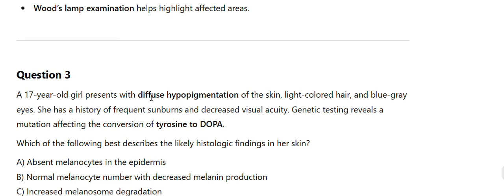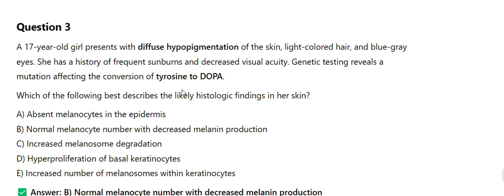A. Absent melanocytes in the epidermis. B. Normal melanocyte number with decreased melanin production. C. Increased melanosome degradation. D. Hyperproliferation of basal keratinocytes. E. Increased number of melanosomes within keratinocytes.